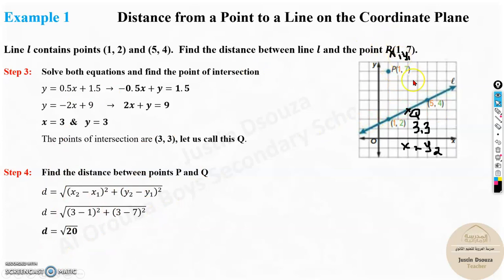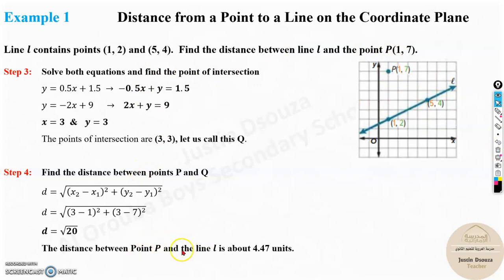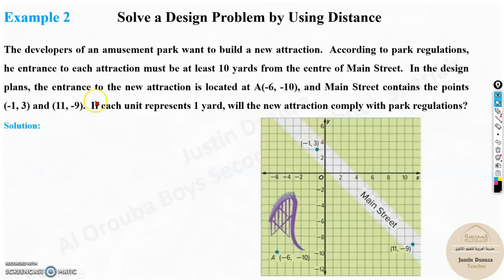All you need to do is find the distance, but from where? This point and the intersection point. Let's do another problem quickly. So the distance of root 20 is 4.47. Now let us see over here in the next problem.